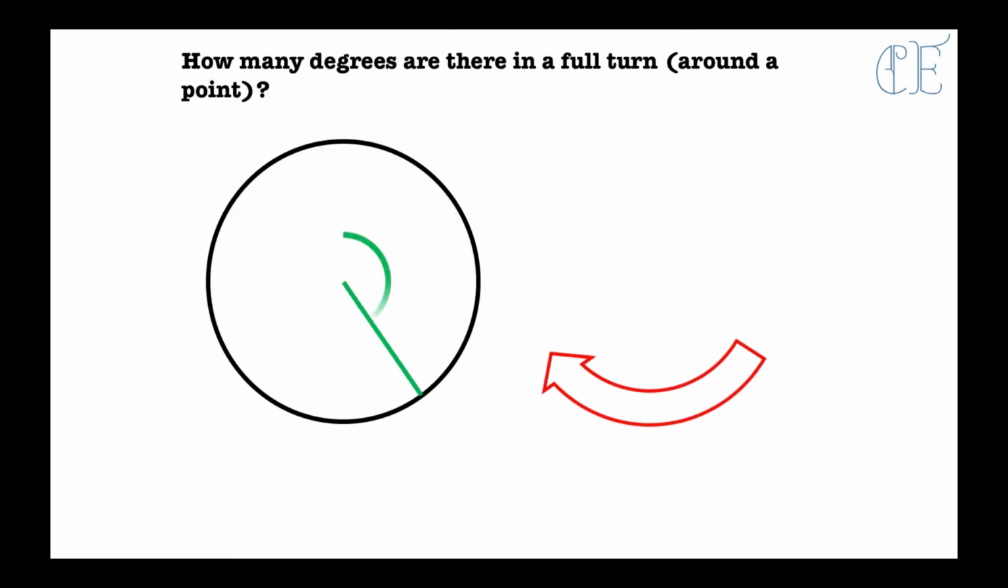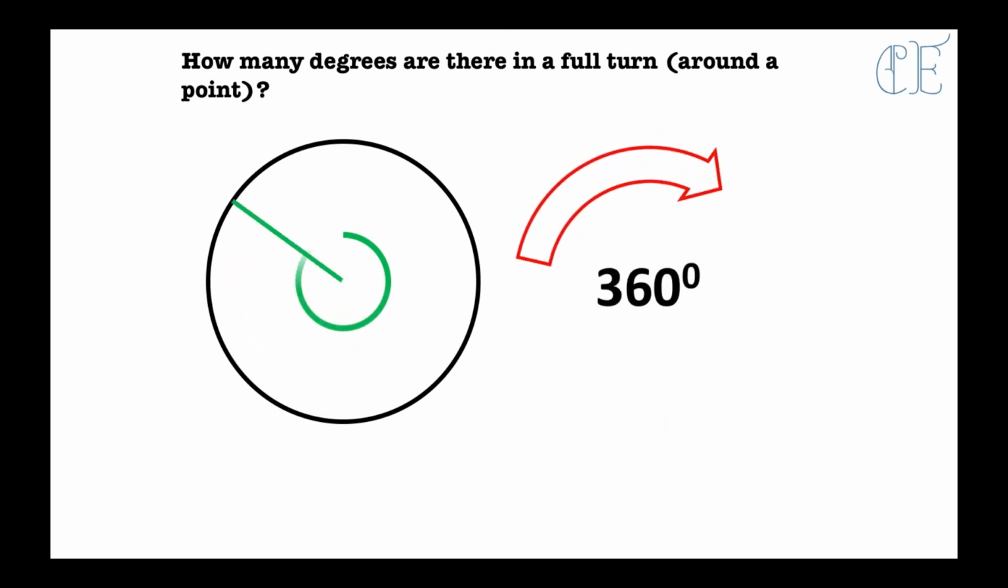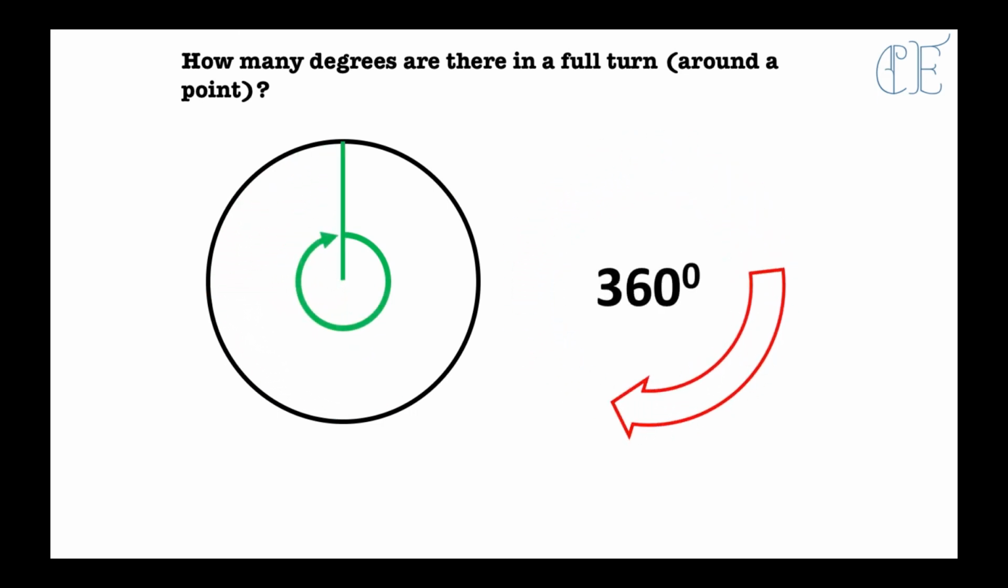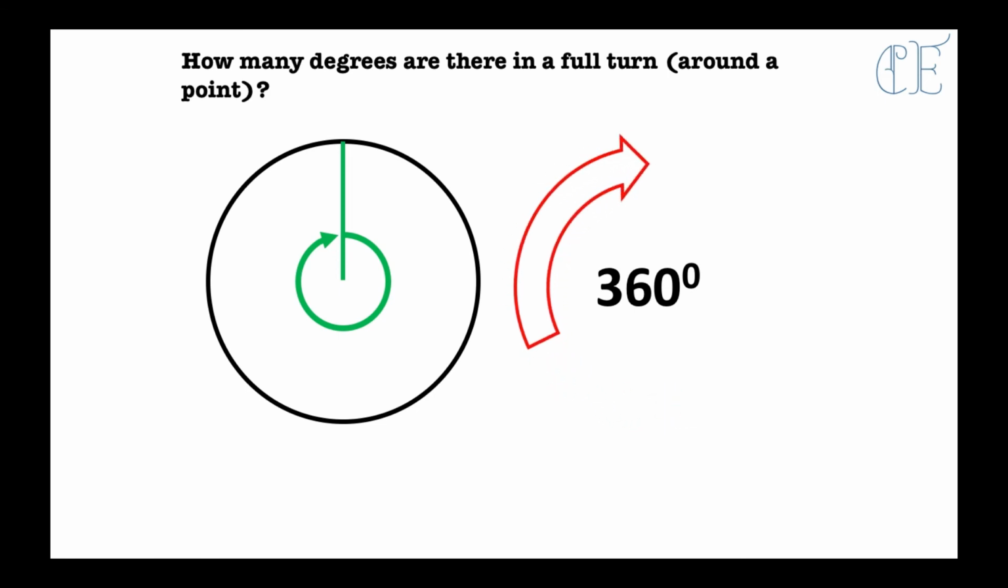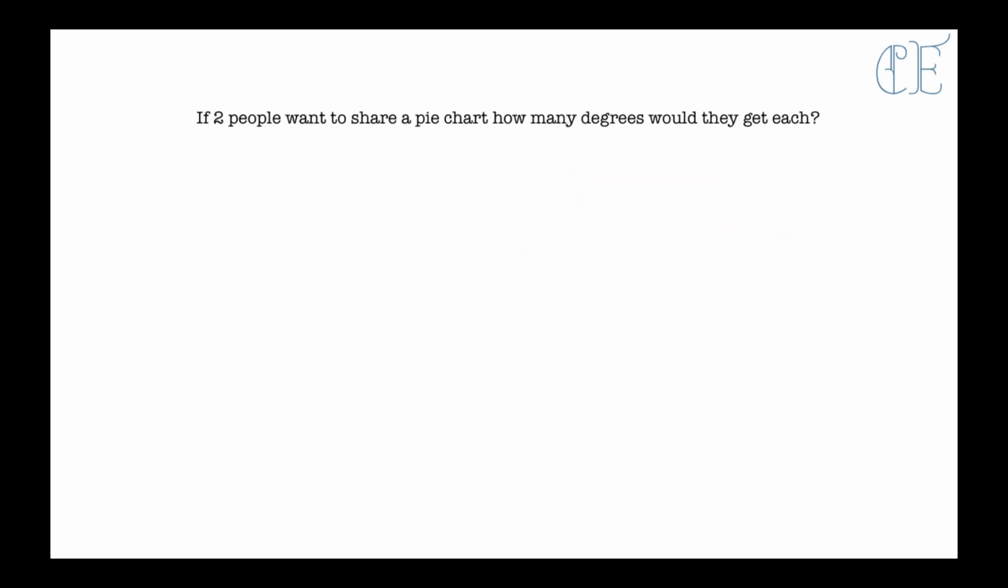Okay, so again, just a quick reminder, there are 360 degrees around a full turn, a circle, or around a point, okay? So, if that is true, if 2 people want to share a pie chart, how many degrees would they each get? Well, 360 divided by 2 is 180. If 3 people wanted to share the pie chart, how many degrees would they get? So all you're going to do is divide it by the amount of people that there are.